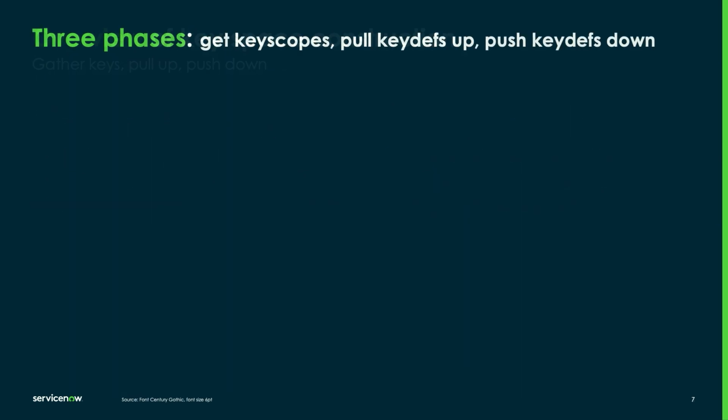All right. So in order to talk about what I did, we first have to understand how keyref resolution works. And there's 3 phases to processing keys. First, you gather all the key scopes. Then you pull the key defs up from child scopes into their parent scopes. And then having done that, you push all the keys down, and now you have a completely constructed key space with however many key scopes you have.